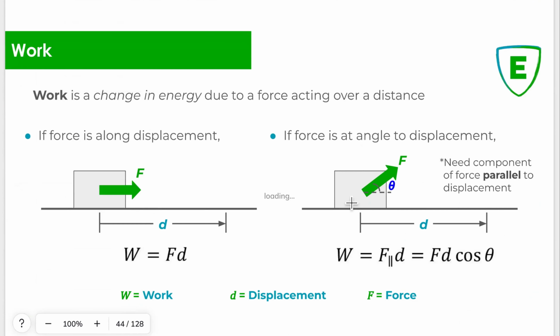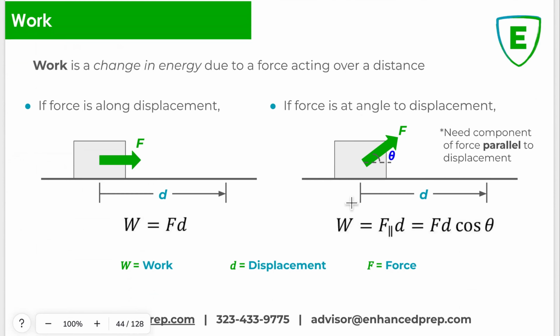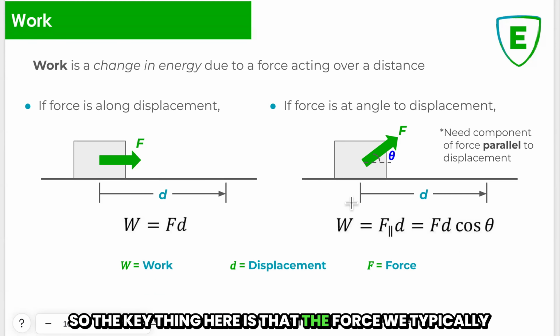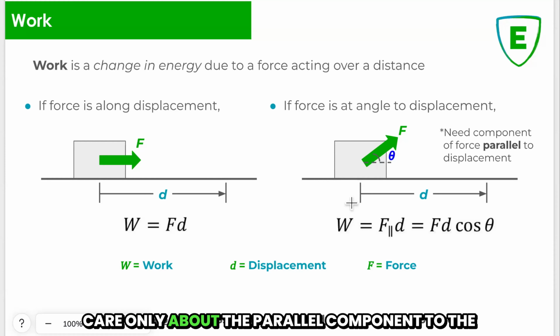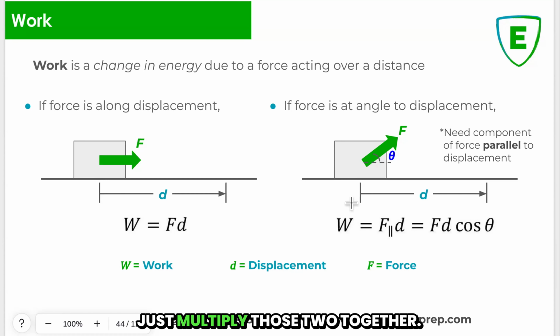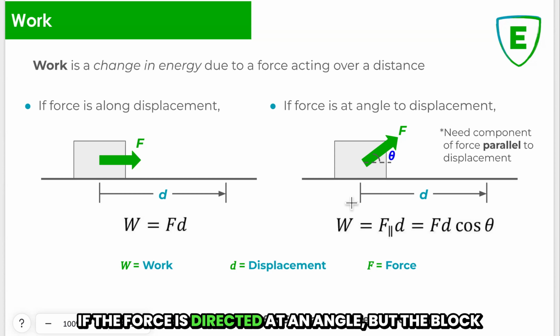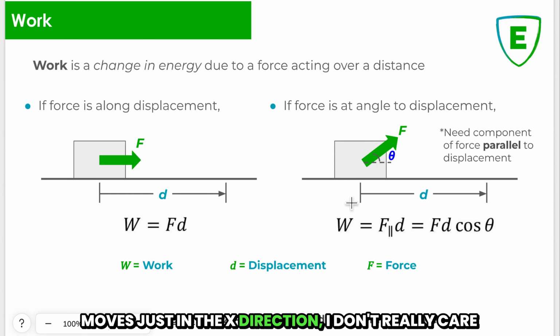So work, change in energy due to a force acting over a distance. The key thing here is that the force, we typically care only about the parallel component to the displacement. So if the force is already in the same direction as the displacement, like here on the left, just multiply those two together.